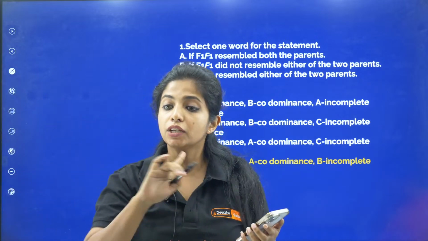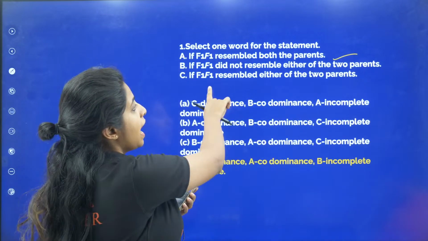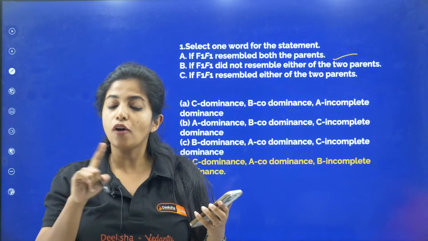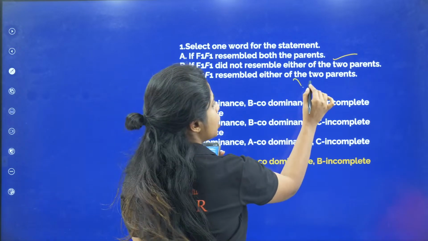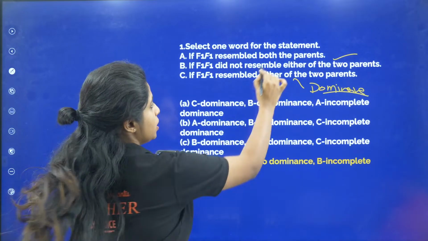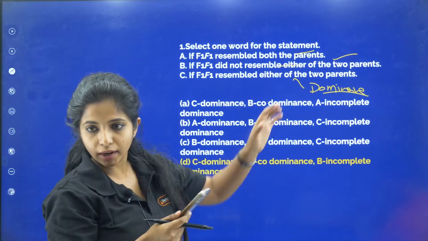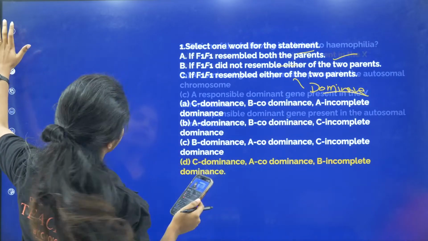Now, if F1 does not resemble either of the parents, what do you call this? You call this incomplete dominance. And if F1 resembles only one of the two parents, that means one parent is dominant, that is known as dominance. Got it? So this is codominance, this is incomplete dominance, and this would be dominance. Going ahead with the next question.